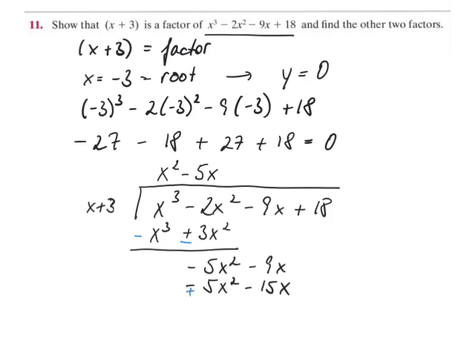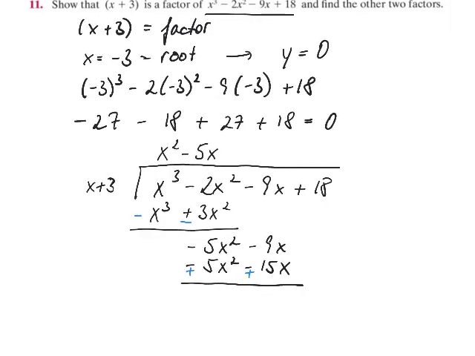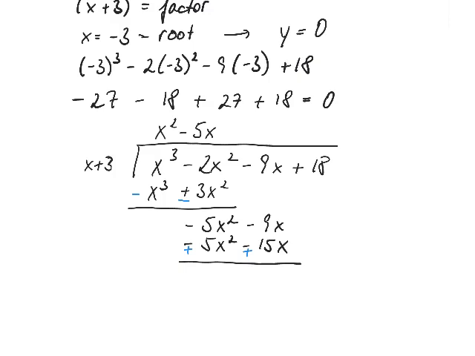I change the sign. This one becomes a plus, this one becomes a plus, and then we add. Minus 5x squared plus 5x squared is 0, so that is gone. Minus 9x plus 15x is 6x. I bring the next one down, plus 18, and I start the whole process again. 6x divided by x is plus 6. I go backwards now. 6 times x is 6x.